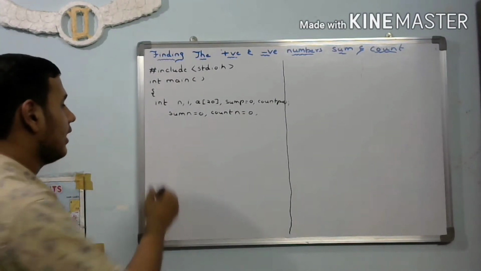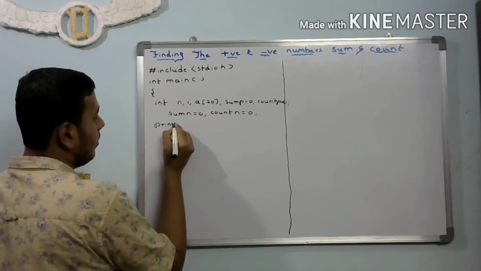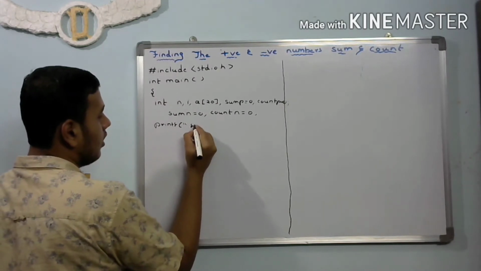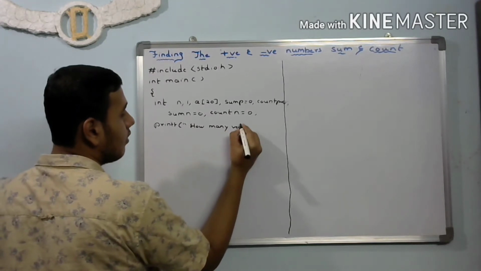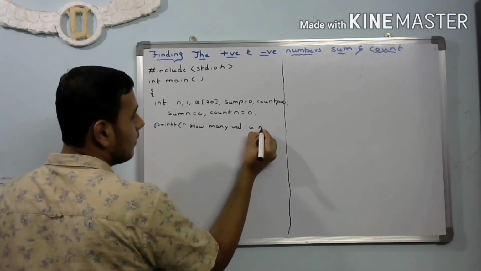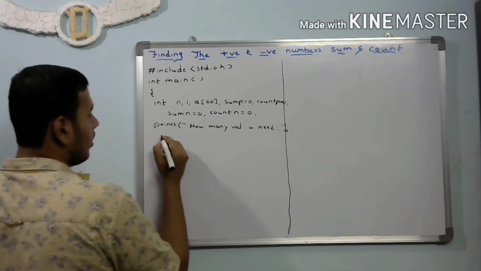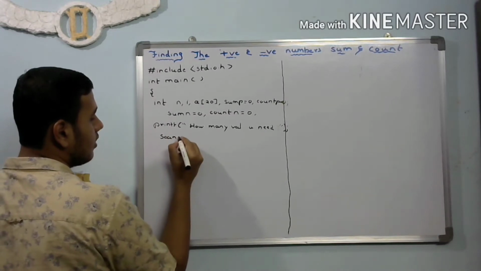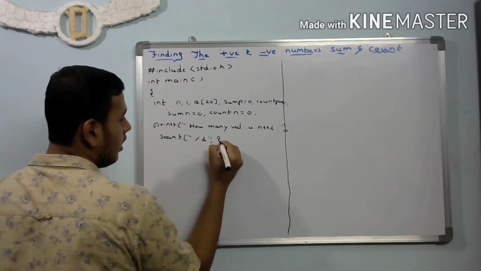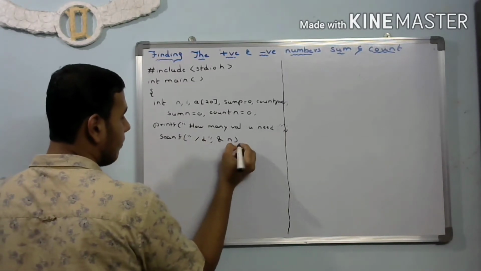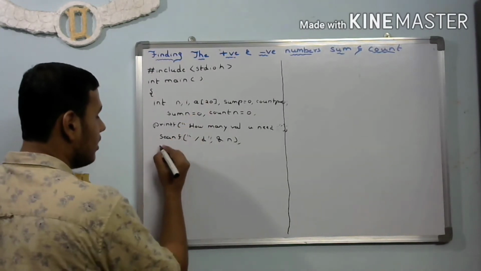So now let us print that. printf: how many values you need. scanf percentage d, address of n. So after this, we should start the for loop to enter the array elements.